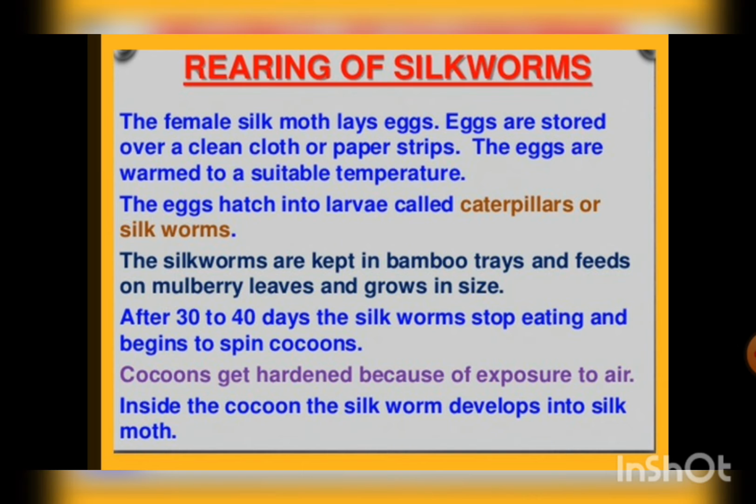They spin cocoons around themselves, and the cocoons get hardened because of exposure to the air. It is exposed to the air, and that's why it becomes hard. Inside the cocoon, the silkworm develops into the silk moth.